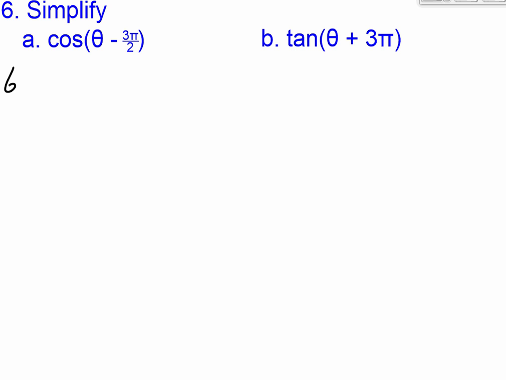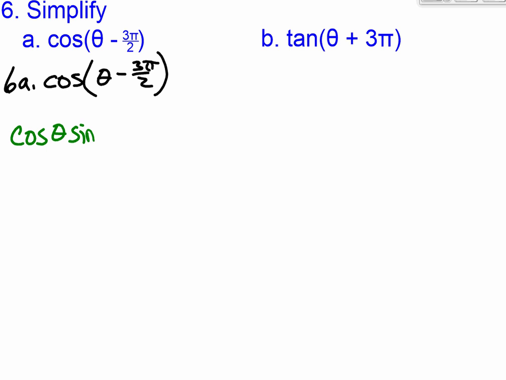And so 6A is the cosine of parentheses theta minus 3 pi over 2. And gosh, it's a lot of cosine ones, it seems like. So I know, cosine theta sine 3 pi over 2. What do I, oh, I'm sorry, I did that wrong, didn't I? It's cosine what? Cosine theta cosine 3 pi over 2, plus, and then sine theta sine 3 pi over 2.